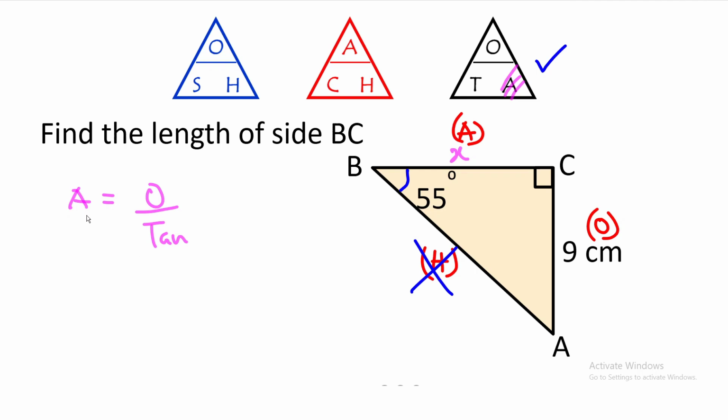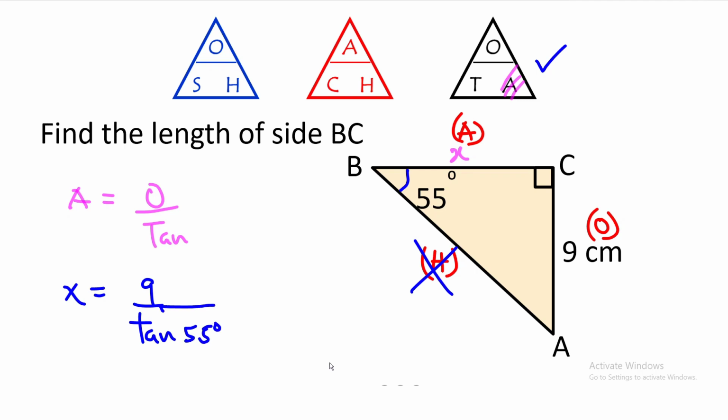Now, of course, we replace these labelled sides with the real values. So here A is the adjacent, and the adjacent is the X. This is the side you're looking for. And that's equal to the opposite. Now the opposite here is 9 centimeters, and that is divided by the tan of the angle, which is tan 55 degrees.